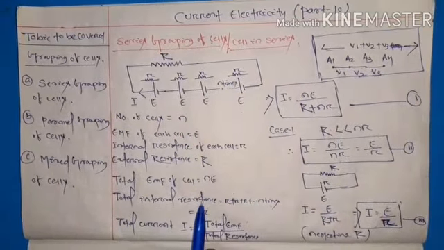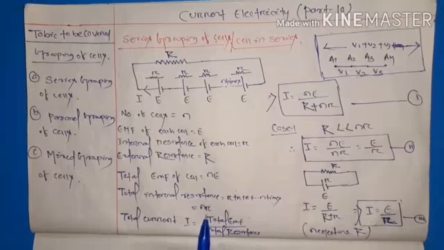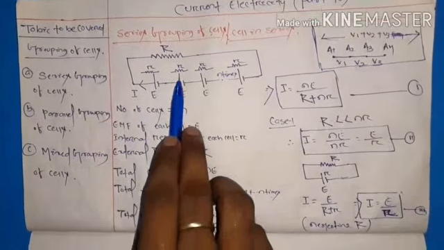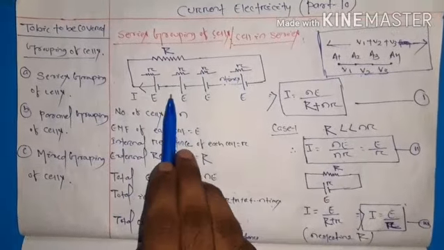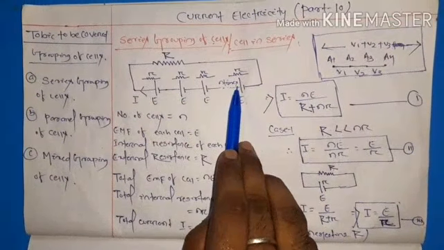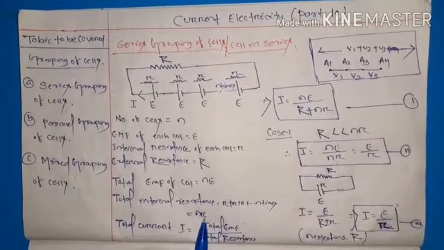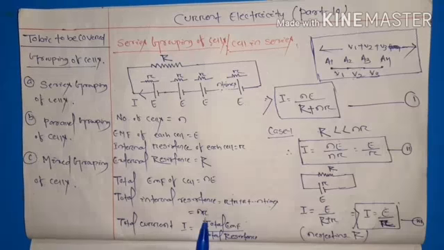Total internal resistance of the combination is equal to nr, because internal resistances are connected in series. For series connection, total resistance is r plus r plus r, n times, that means nr. So total internal resistance of the combination is equal to nr.